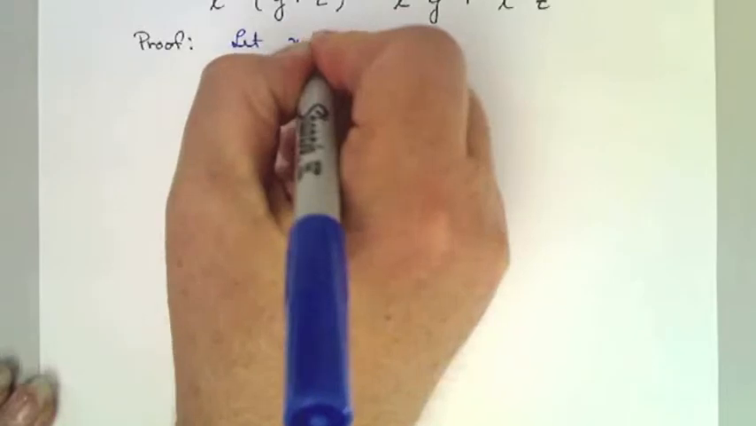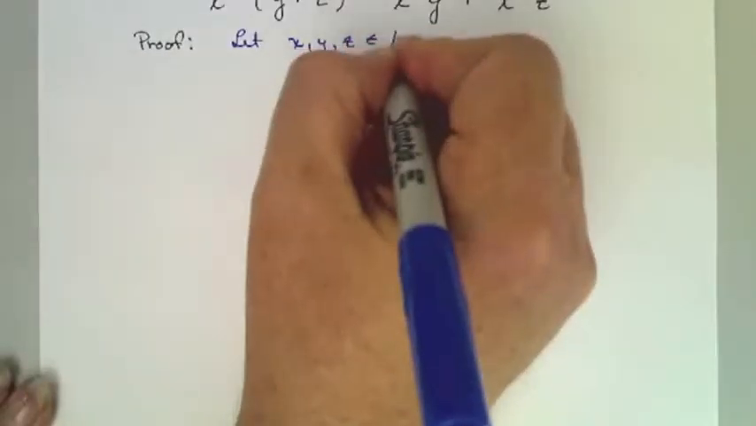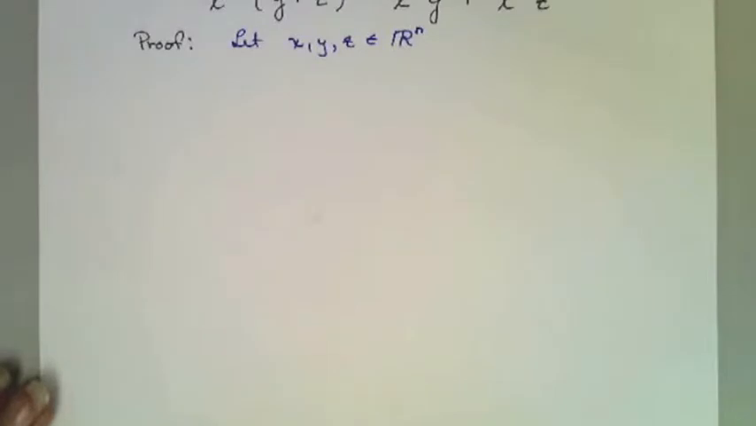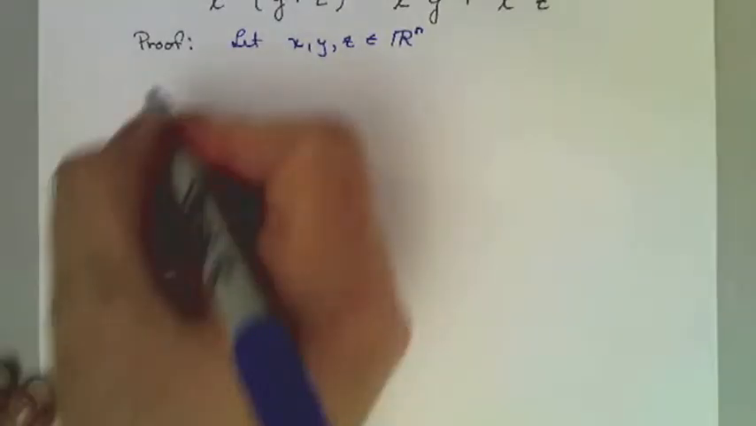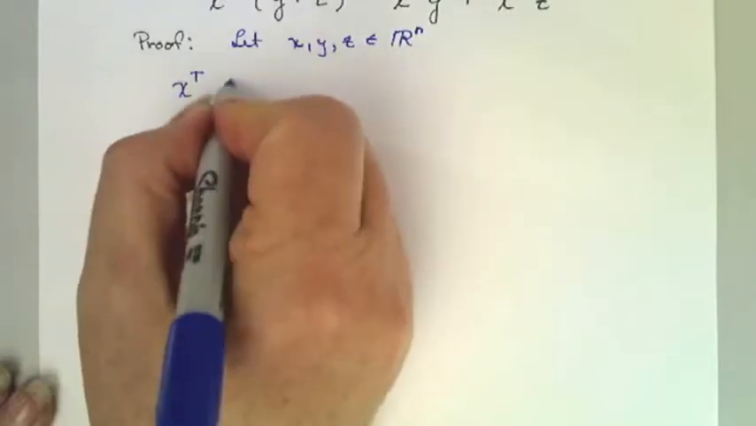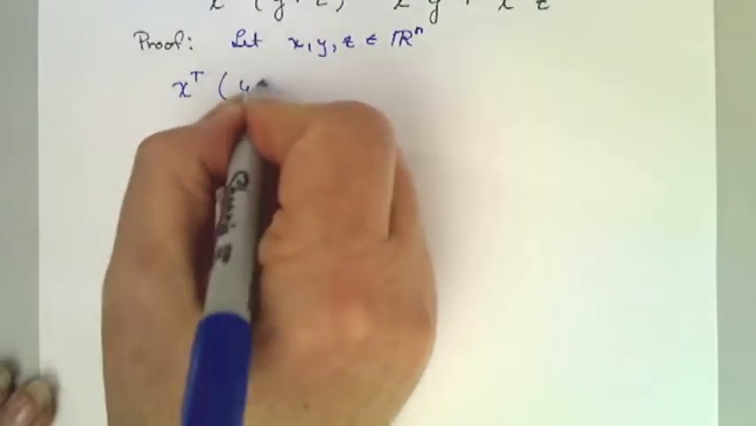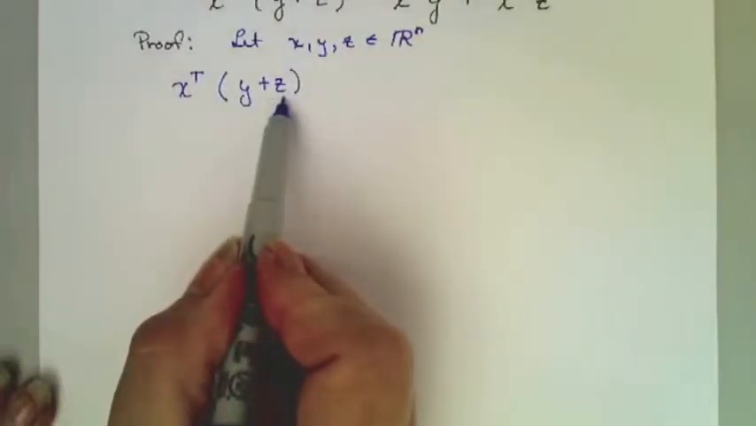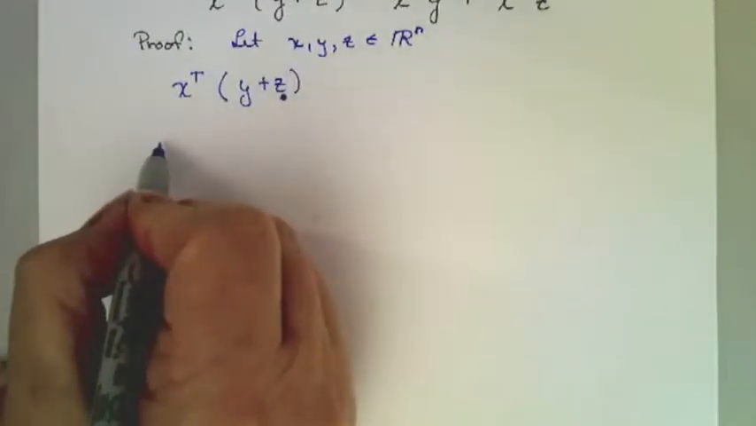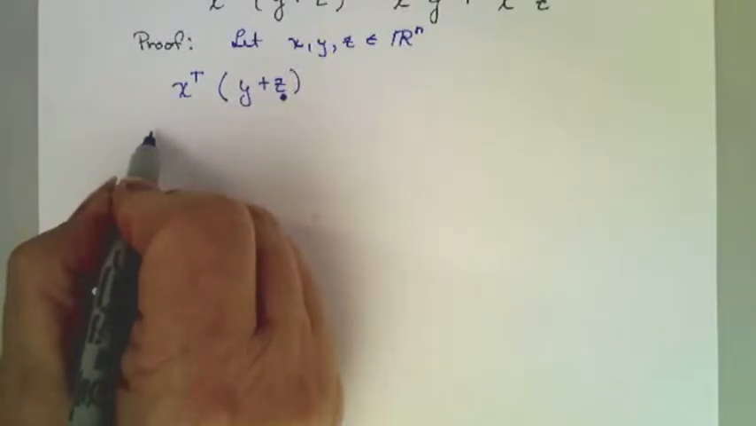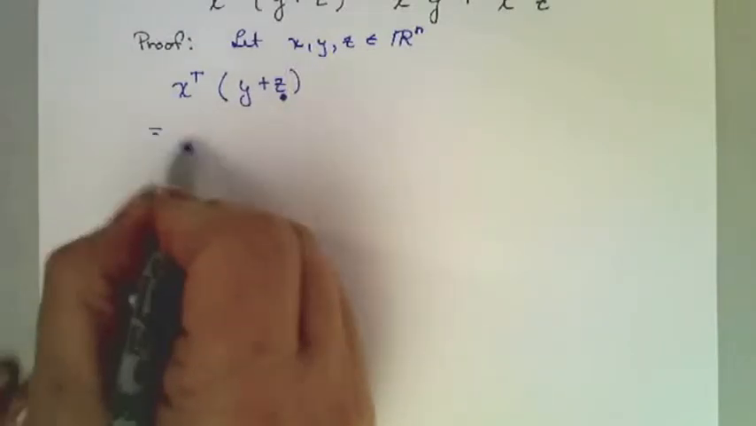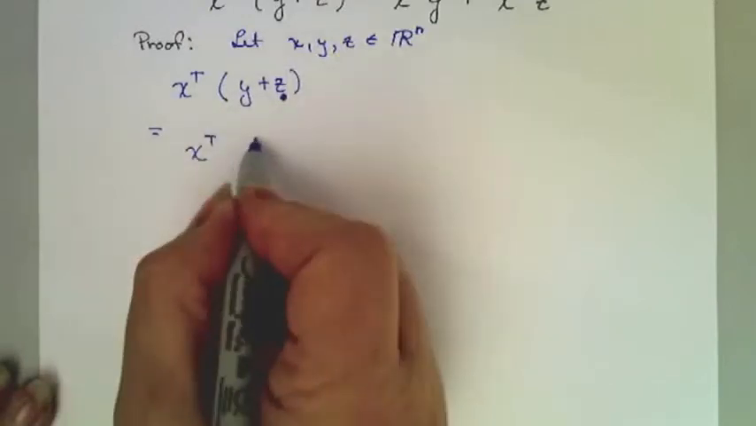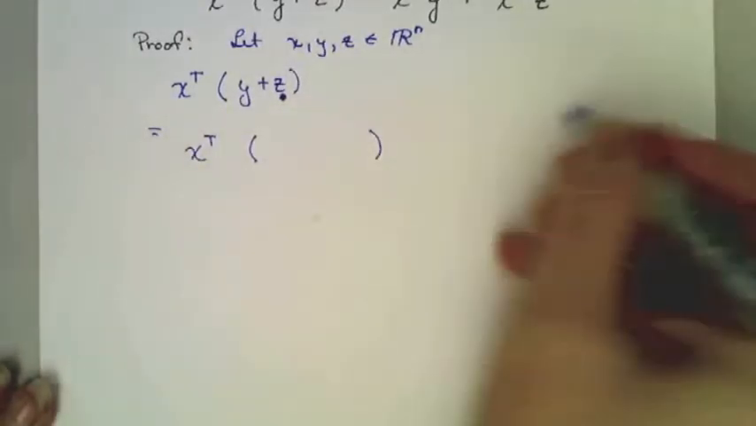As usual, we'll first let x, y, and z be arbitrary vectors of length n, and we know they must be the same length. If we look at x transpose times y plus z, our first goal will be to add the vectors y and z. And we know we need to do that component-wise, so the first step in our proof will be to write out the components of the two vectors y and z.